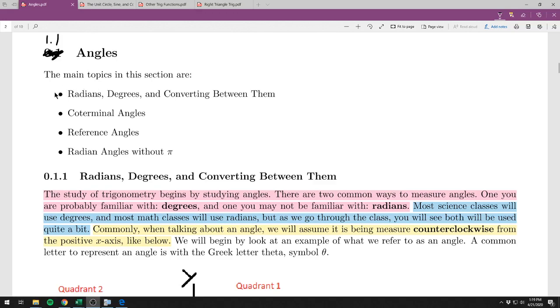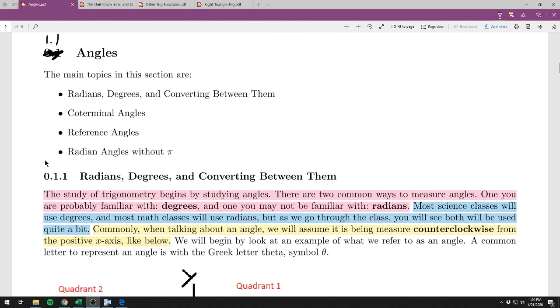we'll talk about that. We'll also talk about degrees and converting between them, and I'll also just preface why we really need to use both depending on what you are studying. Then the next topic will be something called coterminal angles, and then the topic after that, reference angles. And then finally, what we'll see with radian angles when we do some examples is there's a pi with them a lot in their angle, like pi over 2 or just pi.